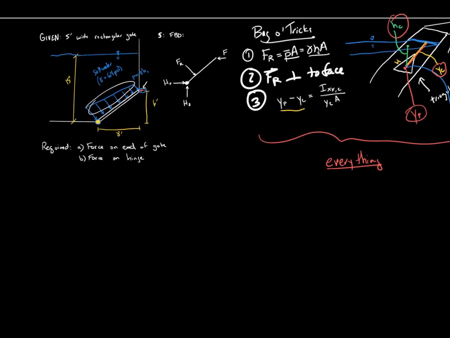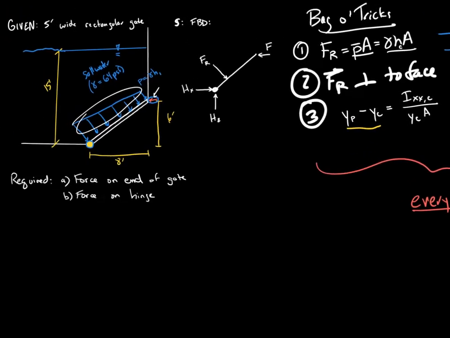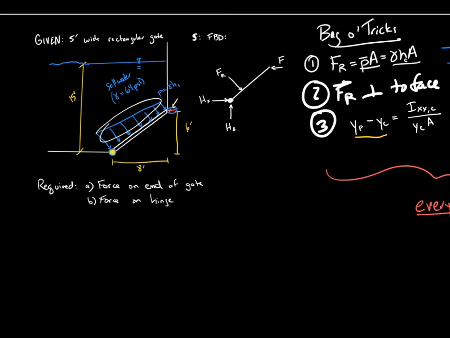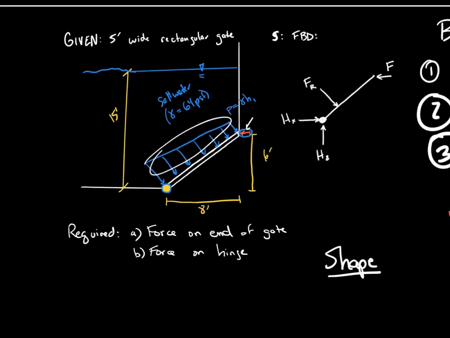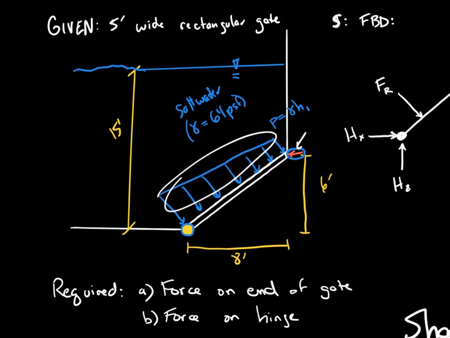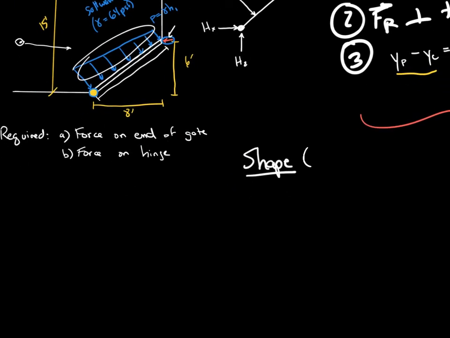What we need to do, and I'm going to do it the same way every time because I find that this is the easiest way for my students, is I write down the word shape. The first thing I want to think about is what kind of shape I'm looking at here. If I zoom in on this picture and I'm swimming in this water with an eyeball right here, and I look at this gate, what do I see? Well, it's 5 feet wide, and it's got some distance from here to here. It's a rectangle.